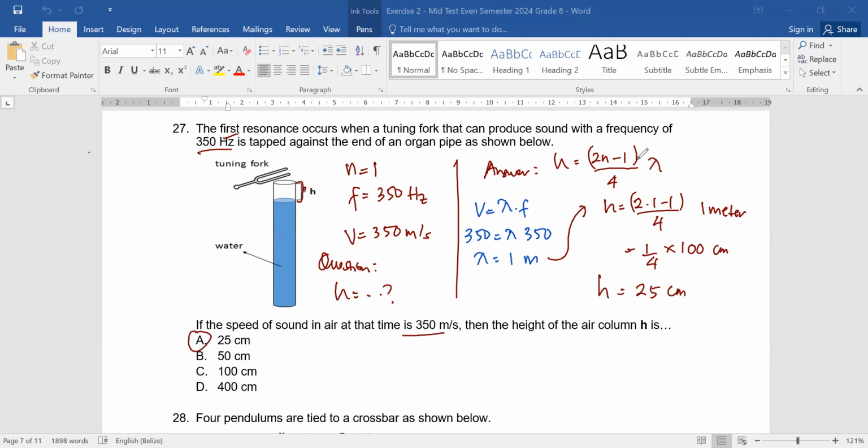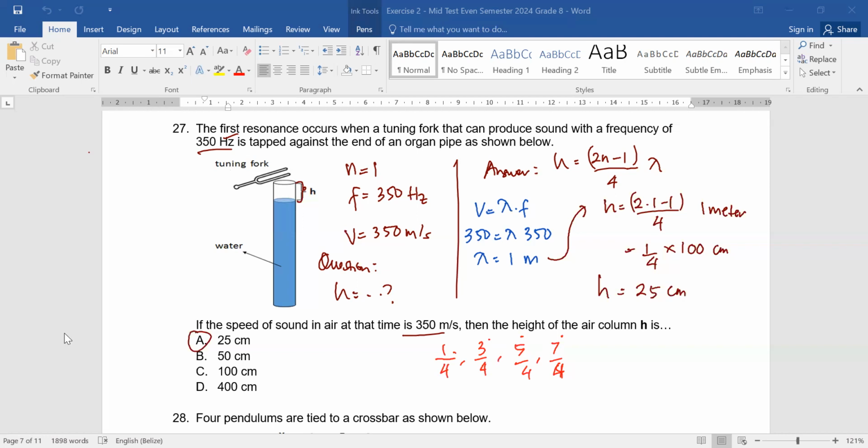So you can use this formula to count the resonance, or you can also remember that the order of the resonance starts from 1 over 4, 3 over 4, 5 over 4, 7 over 4, and so on. So it's actually the odd numbers. So this is the first order, second order, third order, and then fourth order. It's especially for the closed organ pipe. For different cases, we have a different formula, but that's not included in our topic right now. Okay, that's question number 27.